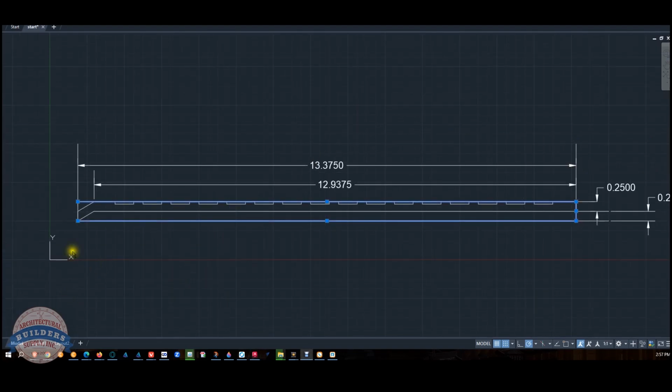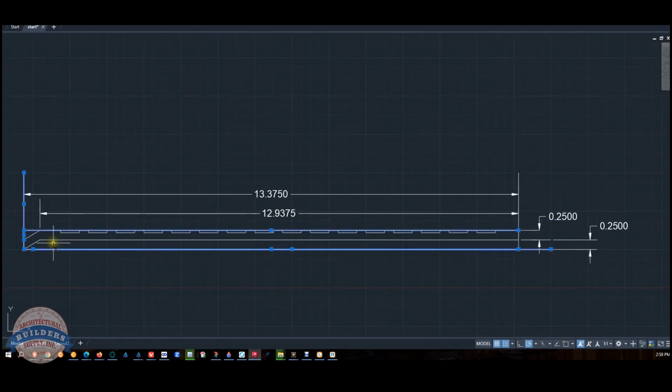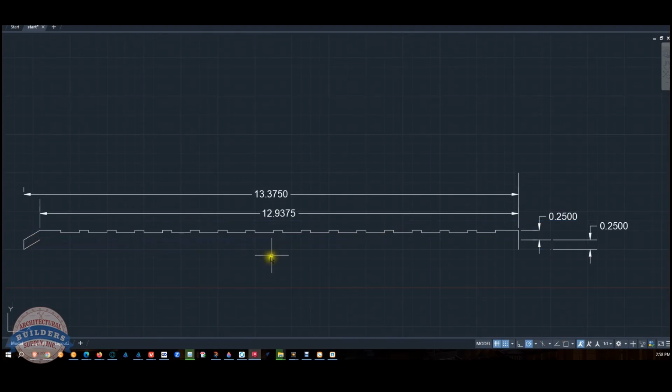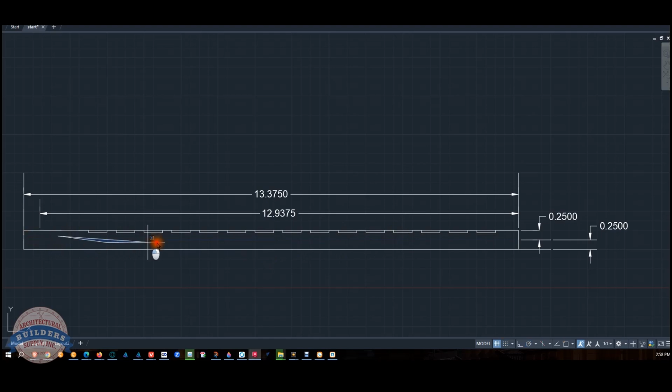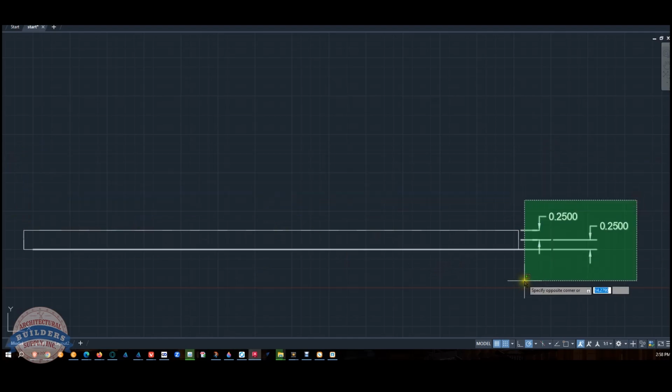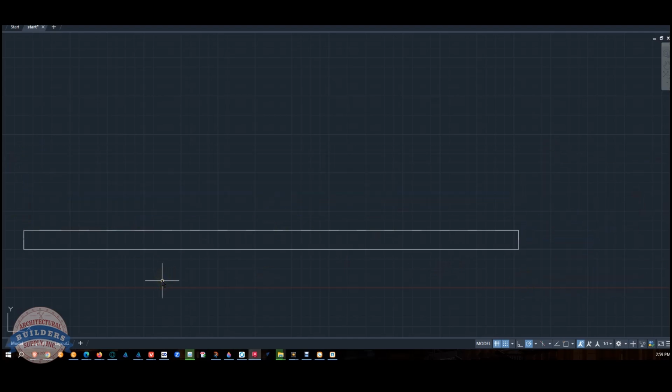Okay, so this is what our piece is going to start out as, and I want to select that so that you can see it. So now, that's what our piece of aluminum is going to look like. We're starting out with a block of aluminum.